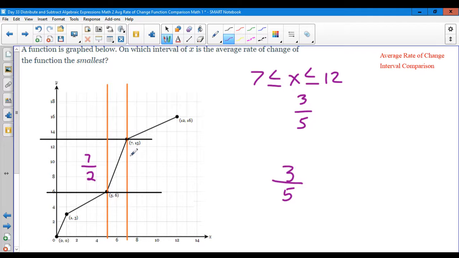Now, if I'm just comparing those two, this one is 7 over 2, which is 3.5 in your calculator. And this one is 3/5, which is just 0.6. So if I'm looking for a smaller rate of change, of course, that would be much smaller than that. So just make sure you find the slope of each particular interval, and you'll arrive at the right answer.